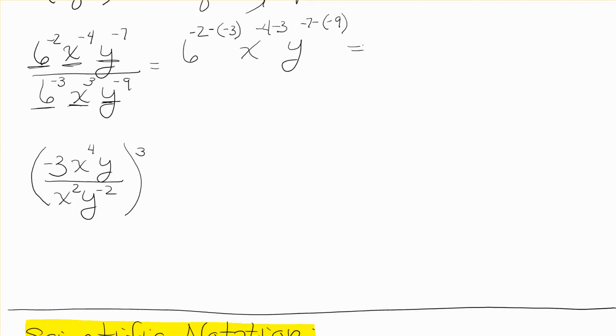What we need to do now is just simplify all of our exponents. So negative 2 minus a negative 3 is a positive 1. X to the negative 7. Y to the second power. Last thing we need to do is change all of our negative exponents to positive by moving them around. So we have 6y squared, and our x moves into the denominator with a positive exponent.